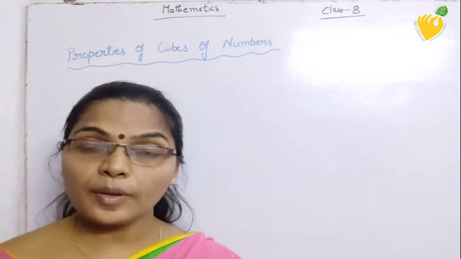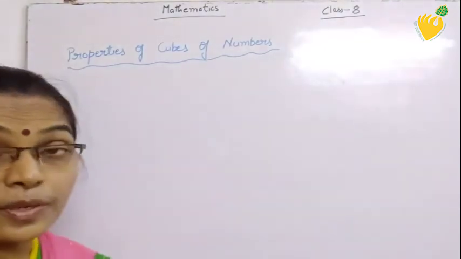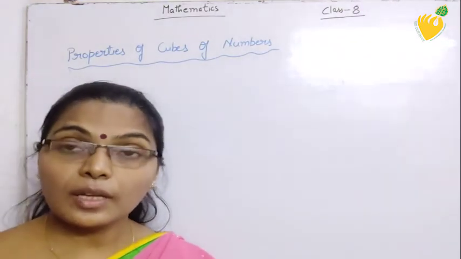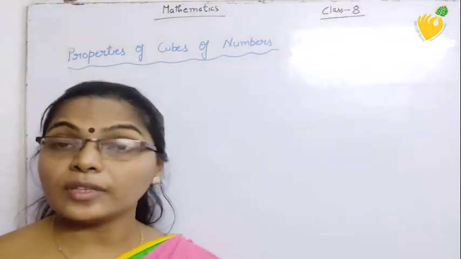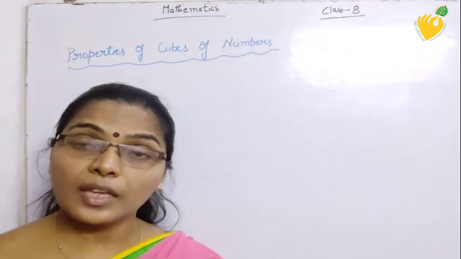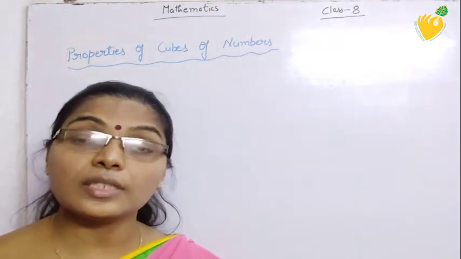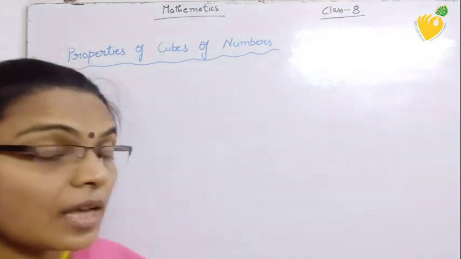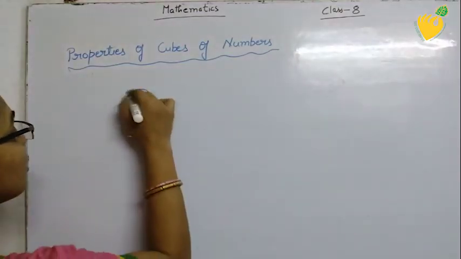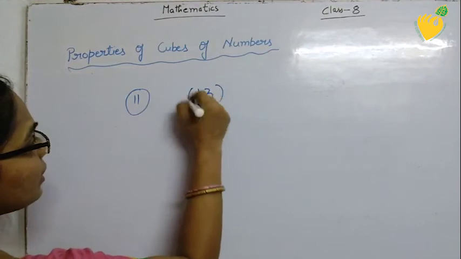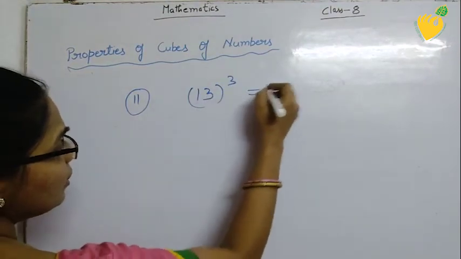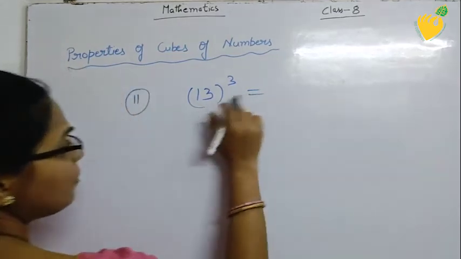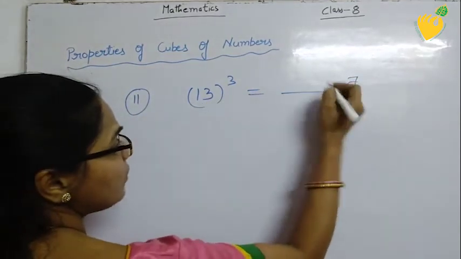Similarly, students, there is one more property related to the previous property, that if any number ends with the digit 3, then the cube of that number will end with the digit 7, and if any number ends with the digit 7, then the cube of that number will end with the digit 3. See how. Suppose 13, the cube of this number will end with the digit 7.